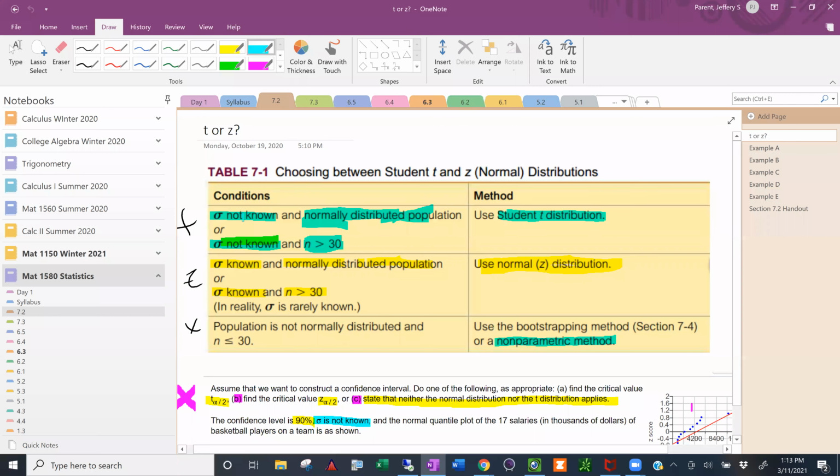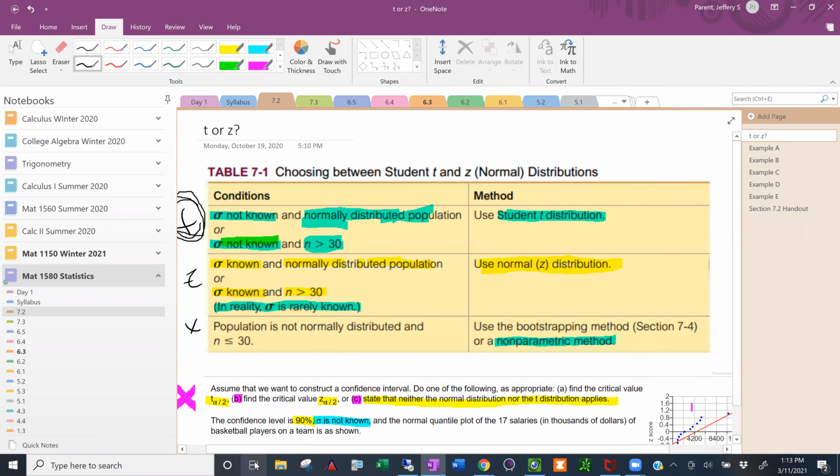Now the author puts a helpful little note down here that let me highlight. In reality, sigma is rarely known. And if you think about it, it'd be really odd that somehow we don't know what the population mean is, that is mu. That's a horrible mu, I'm sorry. We don't know what the population mean is, but somehow we know what the population standard deviation is. I just don't see how that's going to happen very often in practice. So in practice for us, in this class, for the most part, you're going to be using a T distribution right here.